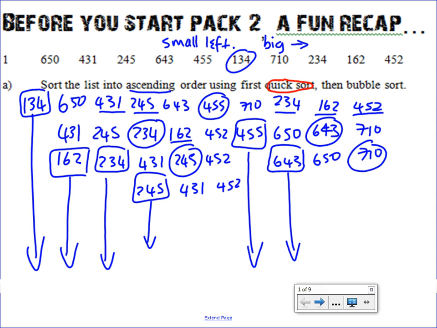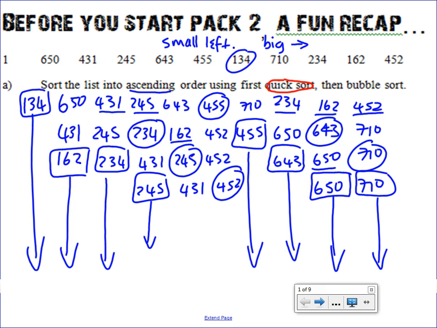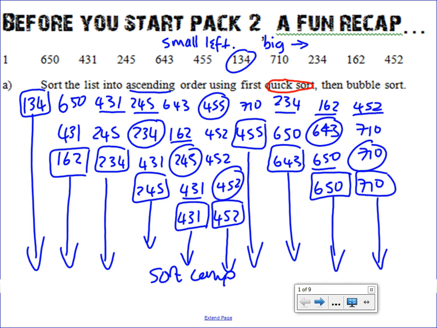And things that are less than that is 650, so 650 goes here, 7, 10 goes here, now fixed. 650 is on its own, so it can be fixed. We have to pivot the 4, 5, 2, keep the 4, 3, 1 to the left, fix the 4, 5, 2, that's on its own, so it's now fixed. Sort complete. Wow, that took ages.